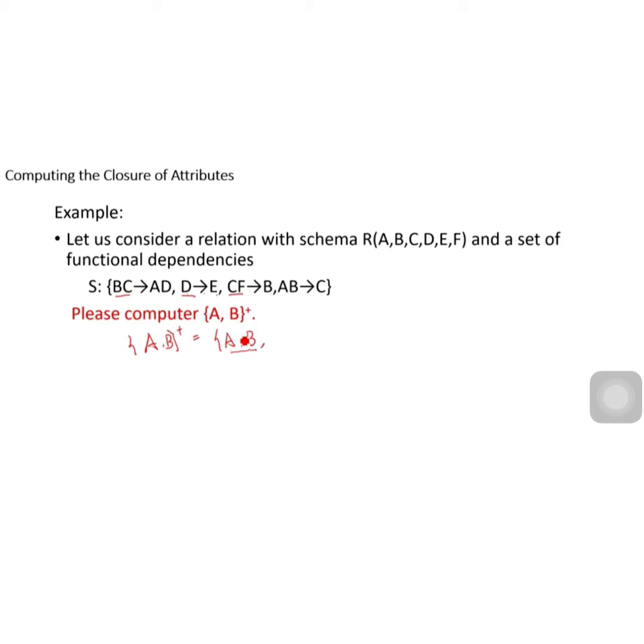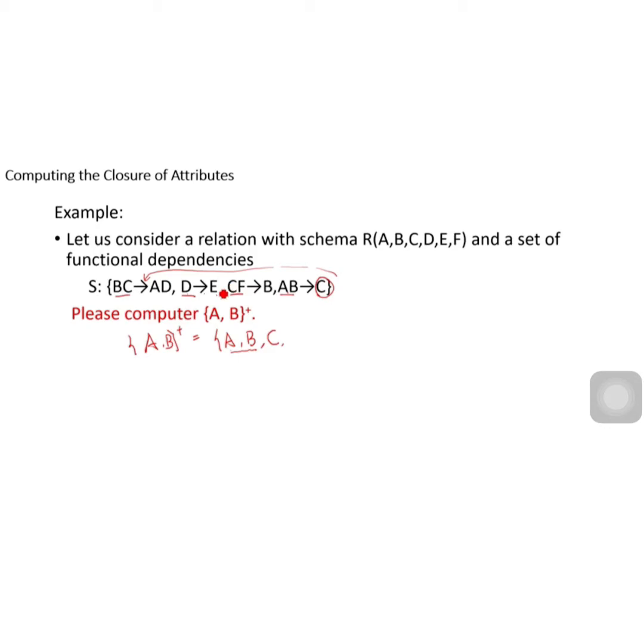Now AB functionally determines C. AB is a subset of the current closure, so we add the attributes on the right side to the closure. C is added. And then check again, because if we check again, maybe we can add more new attributes.